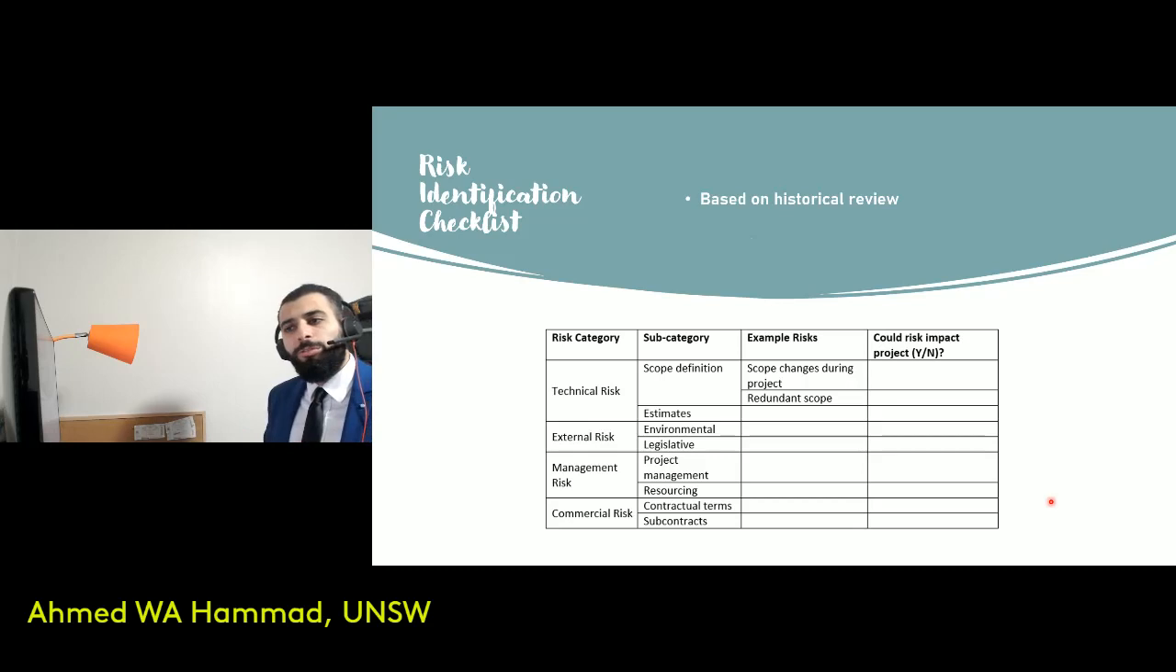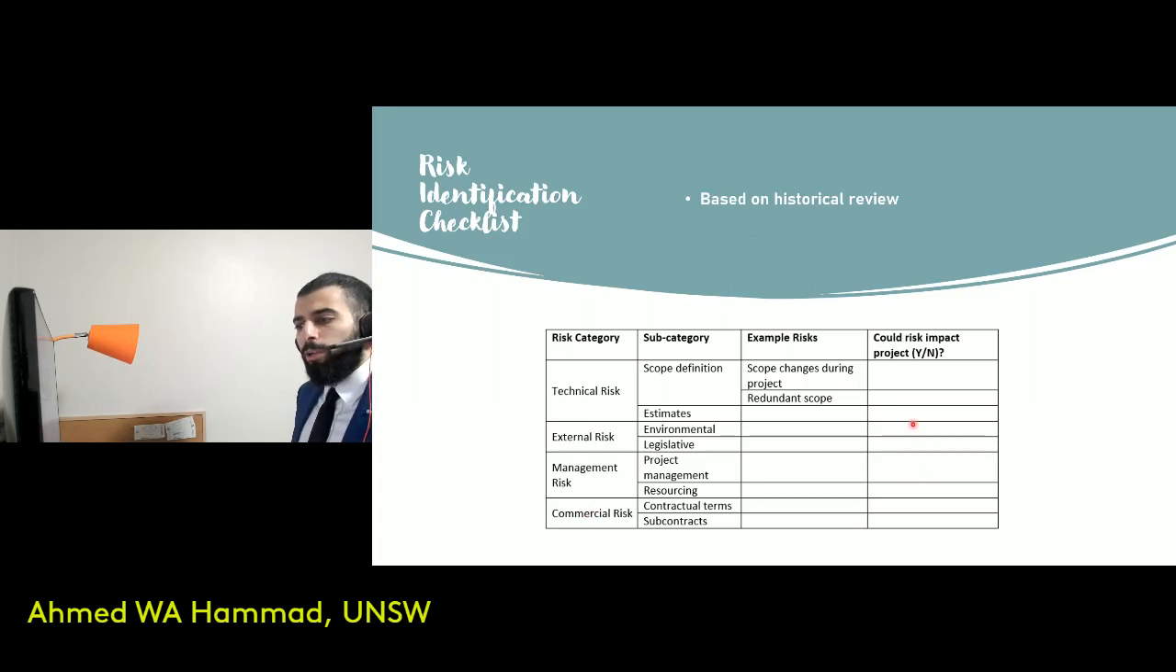Now, an example of a simple risk identification method is the checklist method. It's based on historical reviews. I demonstrate the method over here for you based on an example that I adopt. So a risk category is the first column: technical risk, external risk, management risk, and commercial risk. These are the risk types, if you like, or the risk categories that would be most likely associated with any construction project that you'd be involved in.